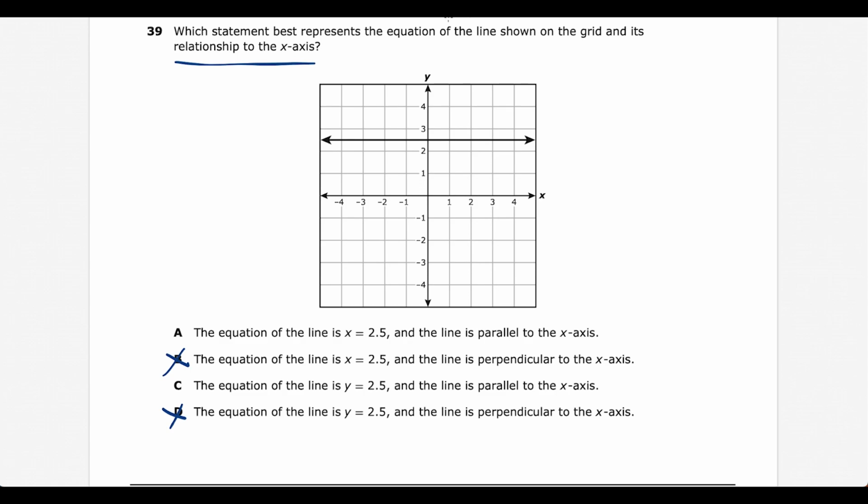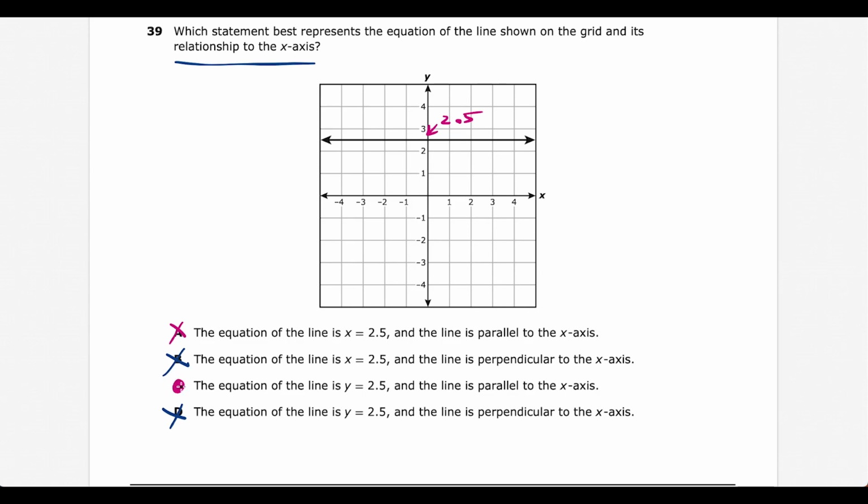Now, the most common mistake here is that students just look at this and say, oh, it's going horizontal just like the x-axis, and it's going through 2.5. So they go ahead and they choose x equals 2.5 here. But this is a very dangerous bear trap. Okay, this is not the answer.